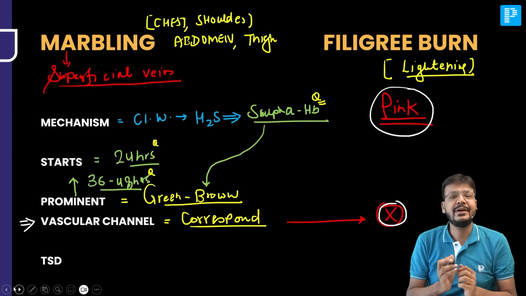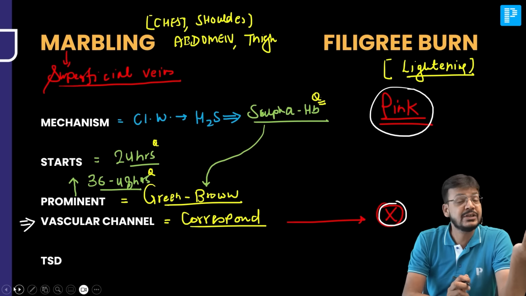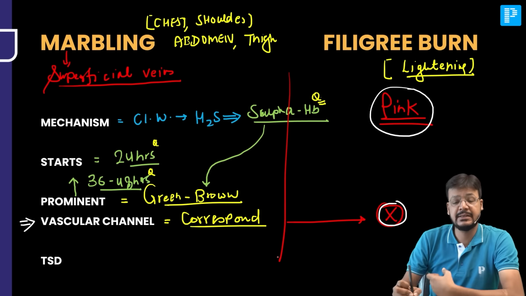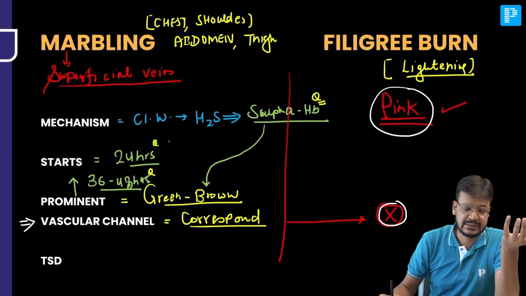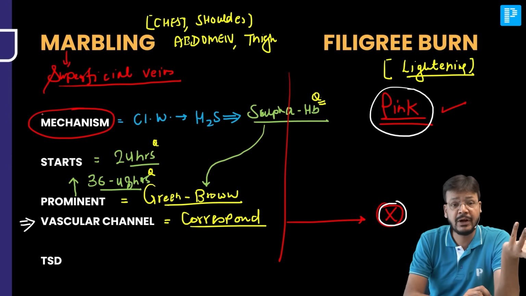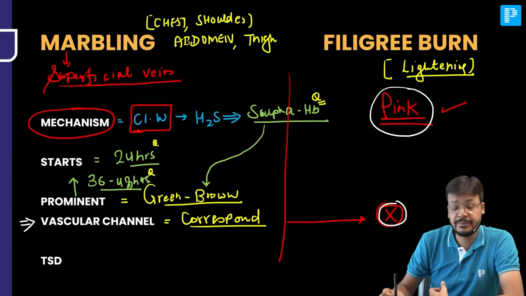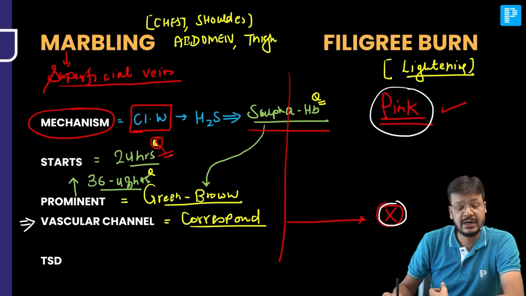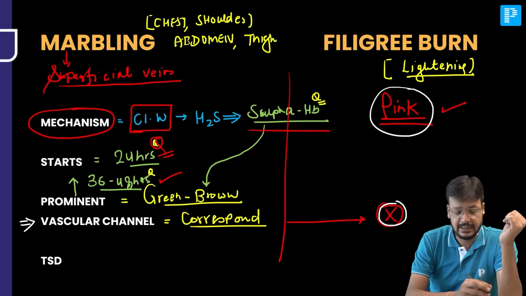Sir, I already discussed a very important difference, like what is a filigree burn or lightning burn. If you see the comparison, filigree burn or lightning burn are pinkish in color. But here you can see the mechanism of marbling. It is greenish brown in color. It is because of one bacteria, Clostridium welchii, and because of sulfhemoglobin. As I told you, it starts in 24 hours. Maximum it is in 36 to 48 hours.